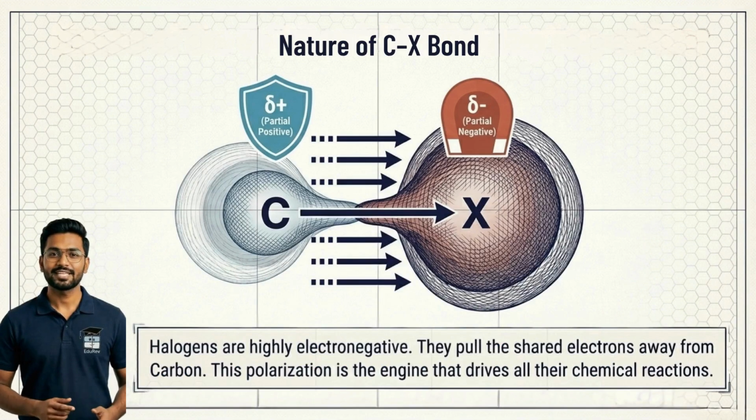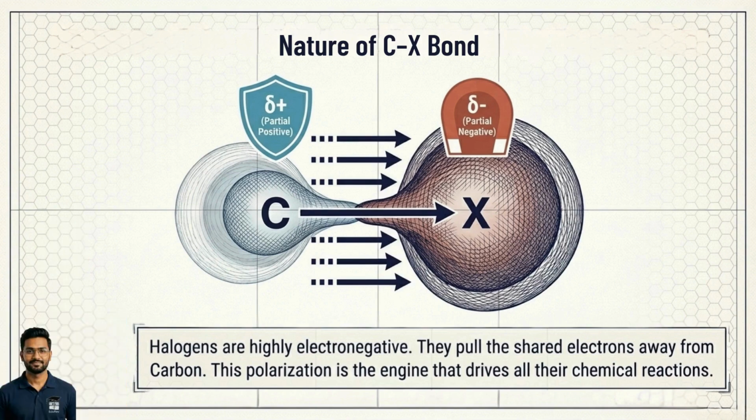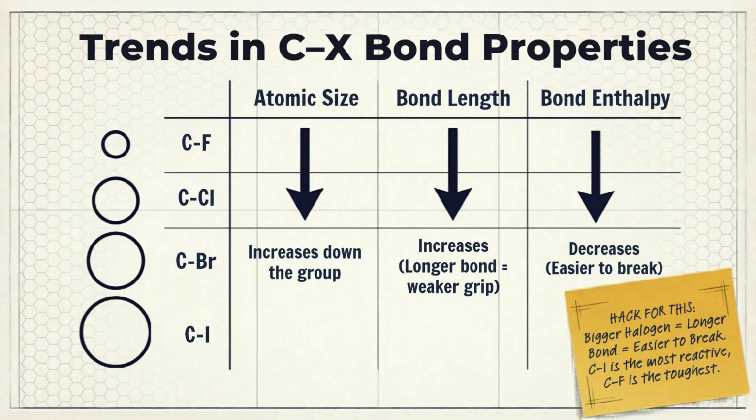The C-X bond is where reactivity begins. Halogens are highly electronegative, so they pull electron density toward themselves. That leaves carbon partially positive and halogen partially negative. So the bond is polar, and that polarity is the reason haloalkanes become such useful substrates in substitution reactions. If you understand this, nucleophilic attack stops looking like memorized chemistry and starts looking like an obvious consequence of charge distribution.